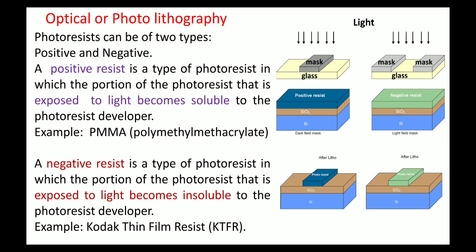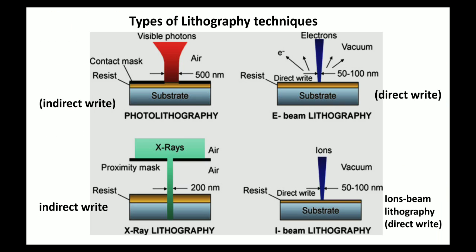A very important material without which we are not able to do lithography is photoresist. You can see in all these techniques, whether it is photolithography, electron beam lithography, I-beam lithography, or X-ray lithography, in all types of lithography the photoresist is required. Without photoresist, we are not able to do the patterning.